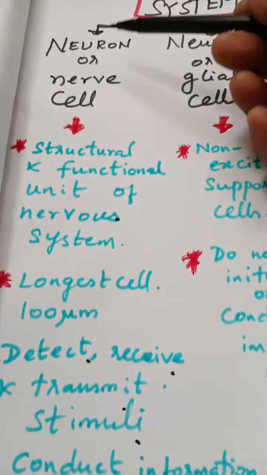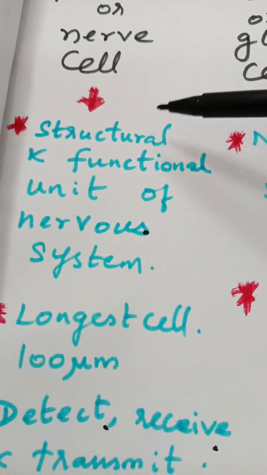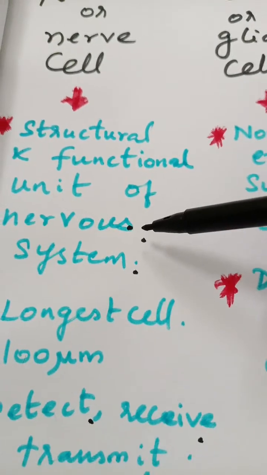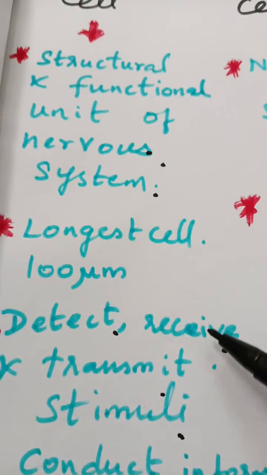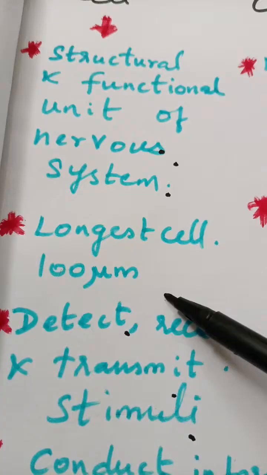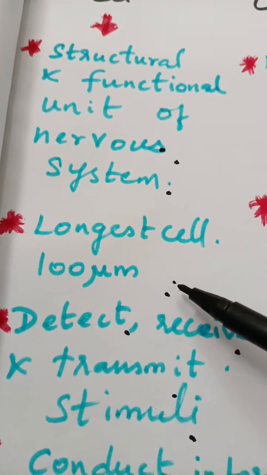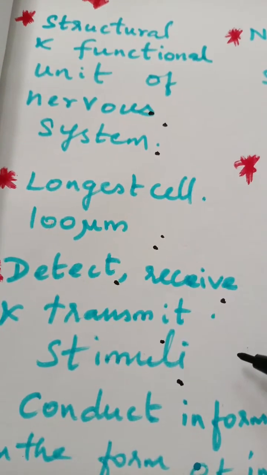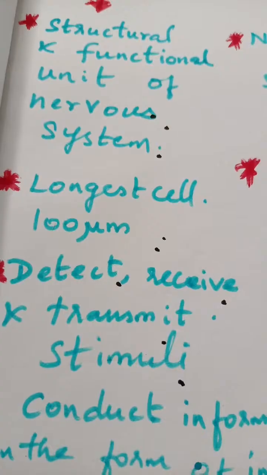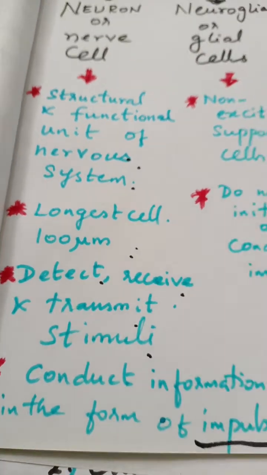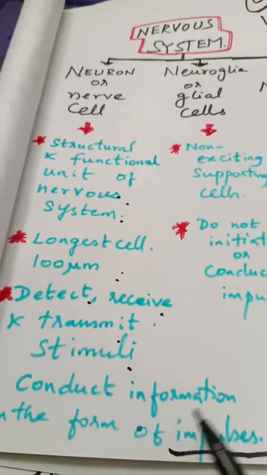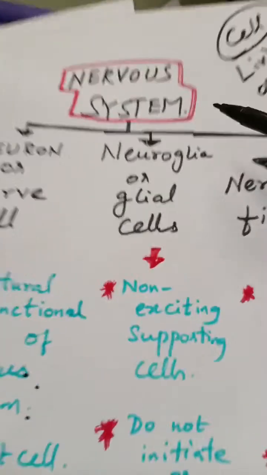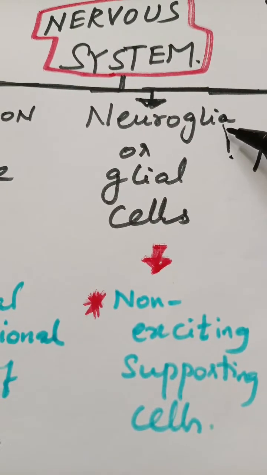So this is about the neuron. What is the neuron? The neuron is the structural and functional unit of the nervous system. It's a basic cell, and its size is 100 micrometer. It's the longest cell in the living organism, we can say. And what is its function? It will detect, receive, and transmit the stimuli, and it will conduct the stimuli in the form of nervous impulse. Is that clear? Next we are going to see about the neuroglia.